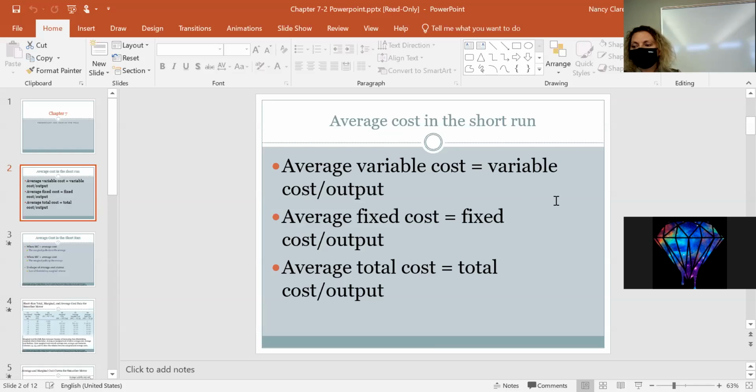You could calculate average fixed cost. Fixed cost divided by your output is going to give you your average. You could also graph that. We don't, but you could. Fixed cost is one of those things that we don't really graph too much because there are other easy ways to find it on the graph. And then average total cost: take the total cost, so your fixed plus your variable, and divide it by your output, and you get your average total cost, or what we refer to as your ATC.